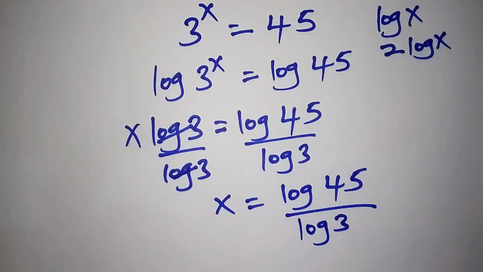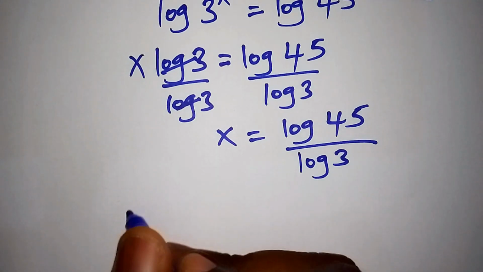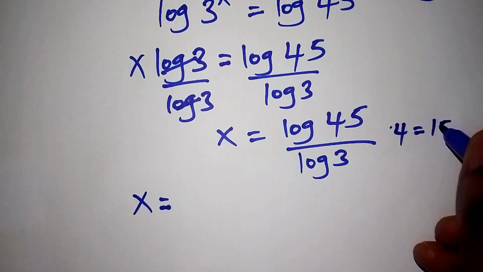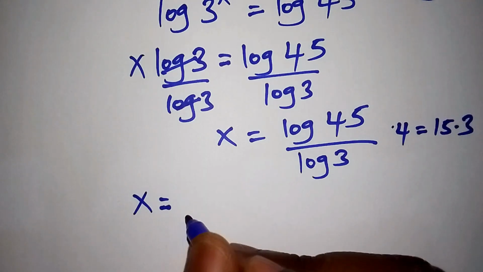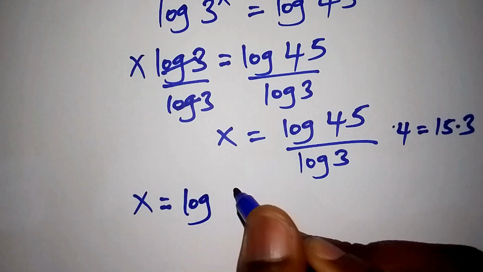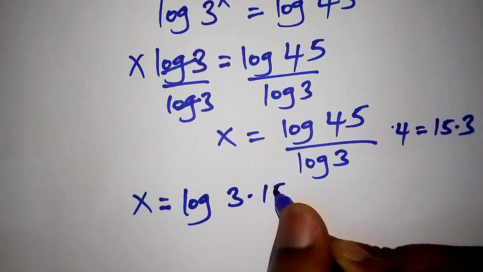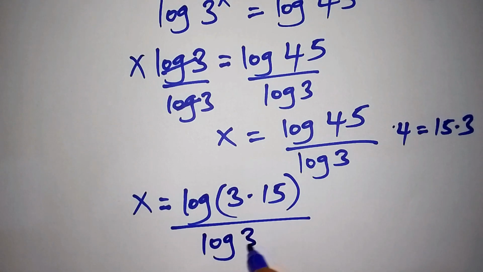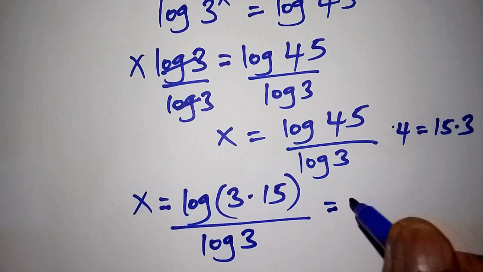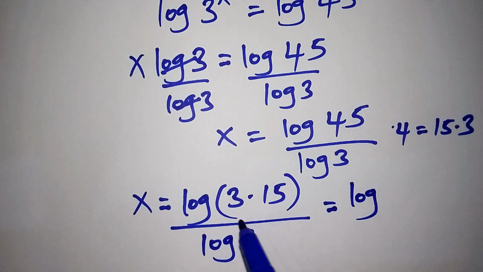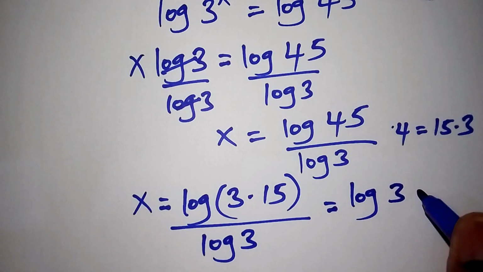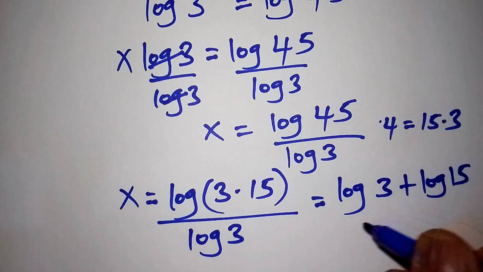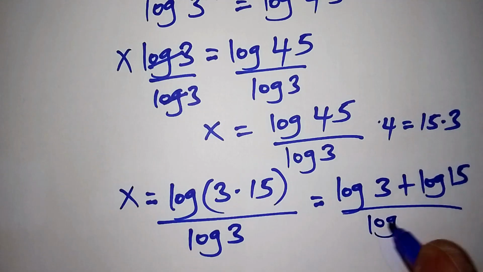So by still writing the log of 45 in this form, x is equal to, so 45 can also be written as 15 multiplied by 3. So we shall now have x equal to the log of 3 multiplied by 15, all over the log of 3. Now this can also be written, when we open the bracket, as the log of 3 plus the log of 15, all over the log of 3.